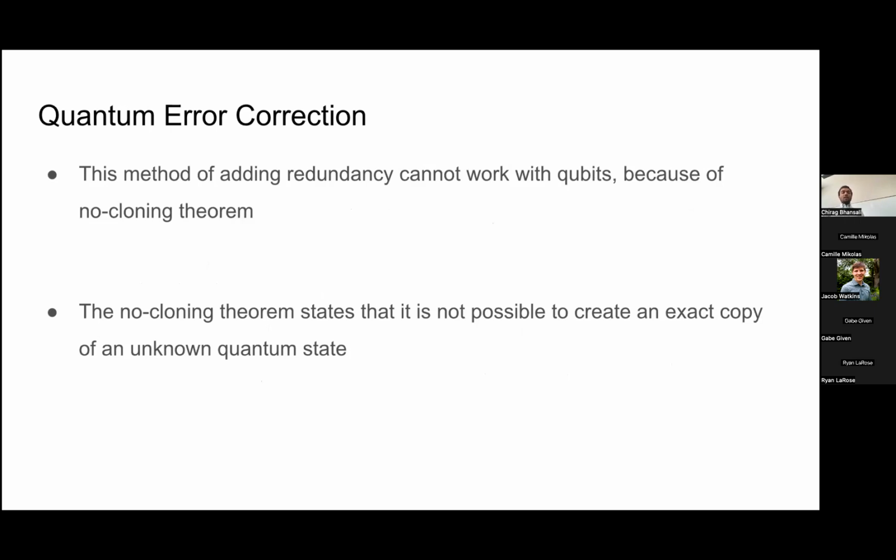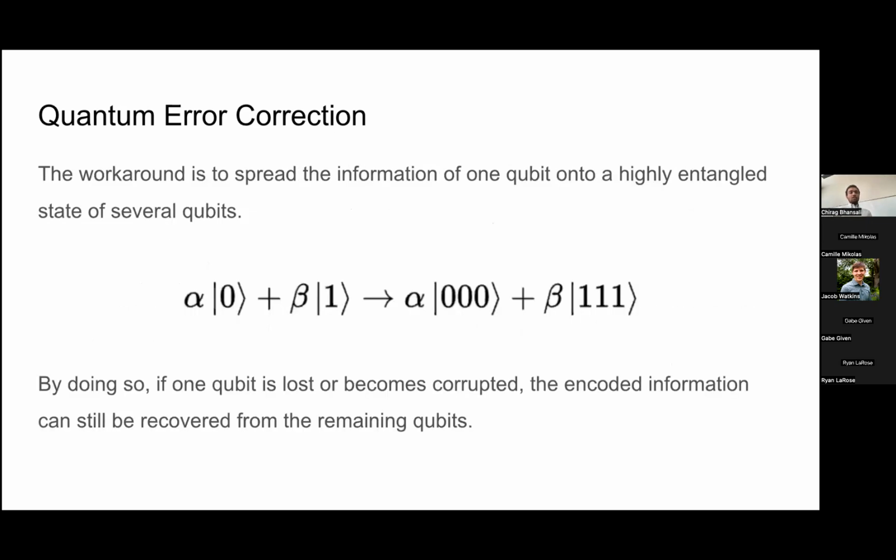However, this cannot be done with qubits, because you cannot add redundancy with qubits. You cannot create exact copies because of the no cloning theorem. So the workaround with quantum error correction is to spread the information of 1 qubit onto a highly entangled state of several qubits. By doing so, if any 1 qubit is lost or becomes corrupted, the encoded information can still be recovered from the remaining qubits.